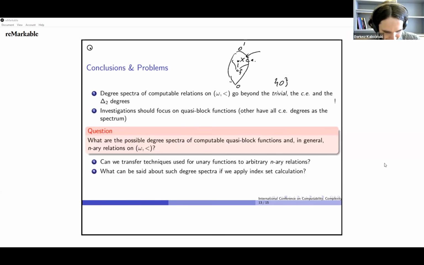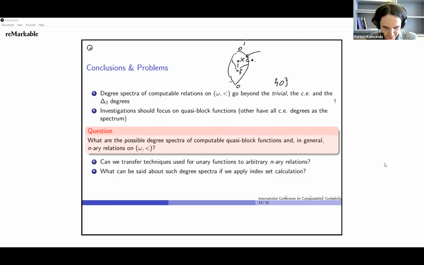I think that I can restate the question by Wright, because it still stands, but we know more, though we don't know everything. So what are the possible degree spectra of computable quasi-block functions, and in general of computable unary relations of the structure? This is exactly the same question that Wright posed, but the difference is that we know slightly more.